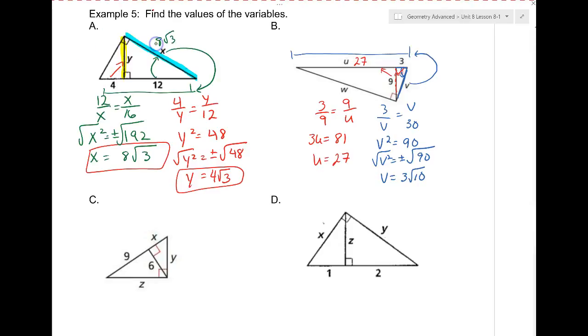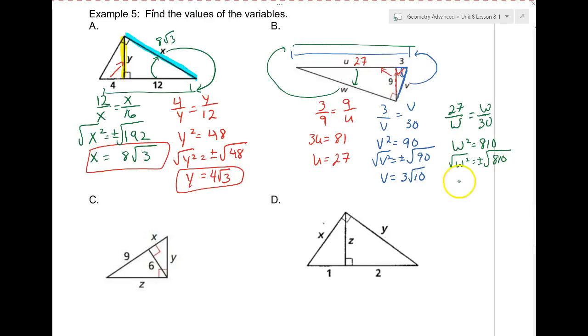So we're going to go here, the medium-sized triangle and the big triangle now. I'm going leg is to leg, so I'm going 27 is to W, as W is to the whole thing. So W squared equals 810. So then take the square root of that, and it simplifies out to W is equal to 9 root 10. So hopefully that will give you a way of doing those. But again, you could do the same things with the Pythagorean theorem.